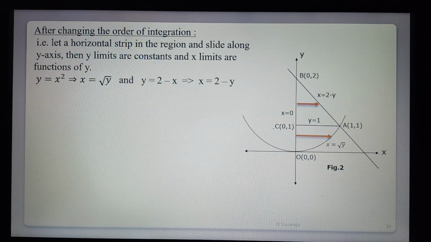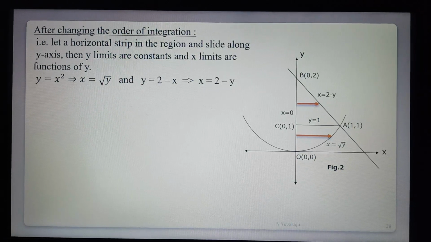See the same graph, the same region, but here we assume a horizontal strip. You can observe that the horizontal strip slides along the y-axis, starting from 0 comma 0, and this horizontal strip ends at 1 comma 1. On the left side of the horizontal strip there is only a single curve, the y-axis, but on the right side the curve is x is equal to root y. So x is equal to root y is the curve ending at 1 comma 1, but the region extends up to 0 comma 2. This is the ending region, up to 0 comma 2, starting from 0 comma 0.